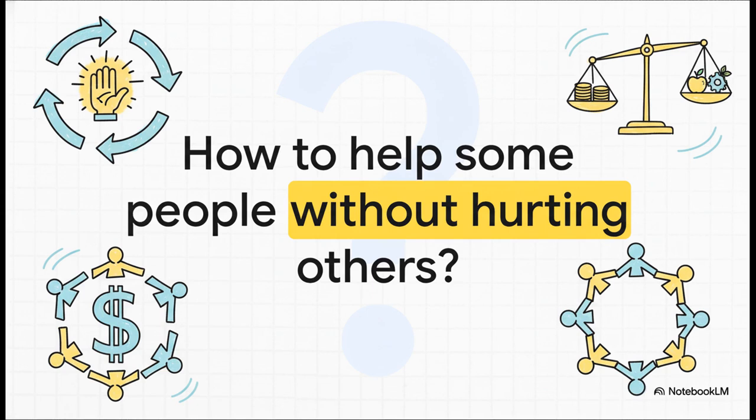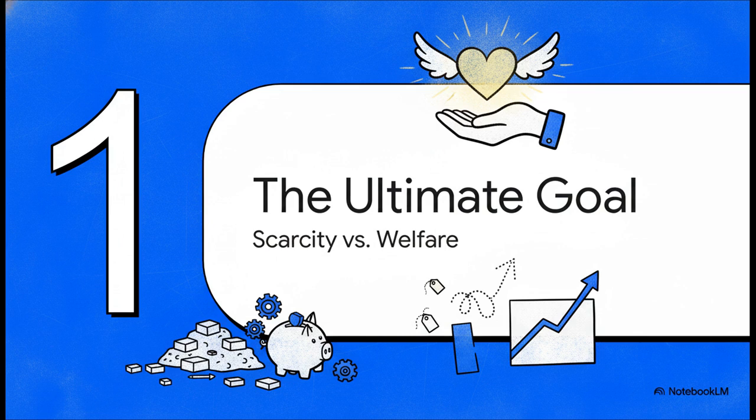Okay, let's kick things off with this central puzzle. How in the world can you improve things for some people without taking anything away from anyone else? I know, it sounds kind of like a magic trick, right? But believe it or not, finding the answer to that is the whole point of the search for economic efficiency. So, our journey starts with this really fundamental conflict, which brings us to our first section, the ultimate economic goal.